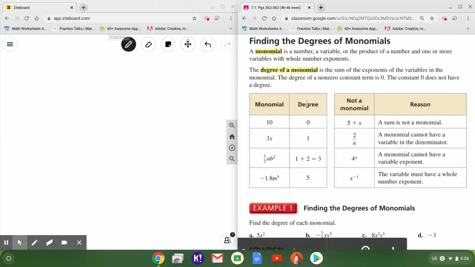So a monomial means it only has one term. So this is all one term, one term, one term. You're not adding or simplifying or anything. All you're doing is looking for the exponent. That's it. You're just looking at the exponents. The degree is whatever the exponent is. If there's more than one, then you would add them together.